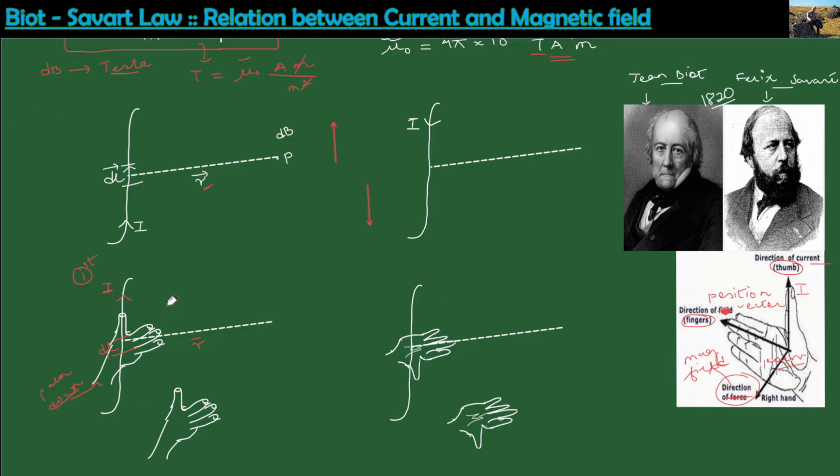So the outstretched fingers will be in the direction of the position vector PV. This thumb will be in the direction of the flow of current. So that thumb will indicate your current. So first you place the thumb in the direction of the current. Next, outstretch your fingers in the direction of the position vector R.